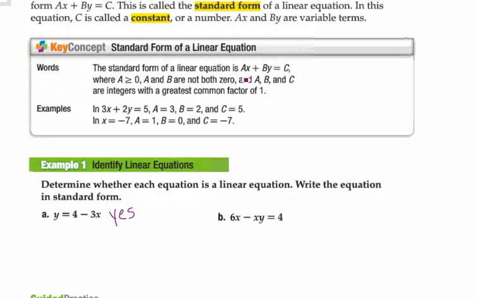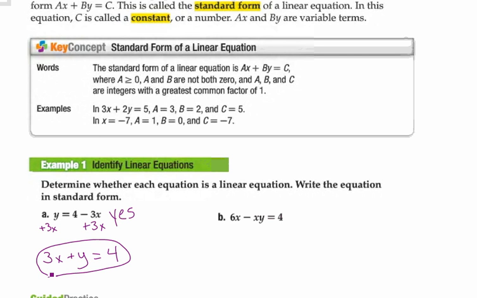We need to write it as the x term plus the y term equals the constant, which means this negative 3x is on the wrong side. So we're going to use our literal equation practice, and I'm going to add a 3x to each side. So without changing the value of this, I'm just going to rewrite it as 3x plus y equals 4. That is in standard form because here's my coefficients, my x's and y's. I have my constant that it's set equal to.